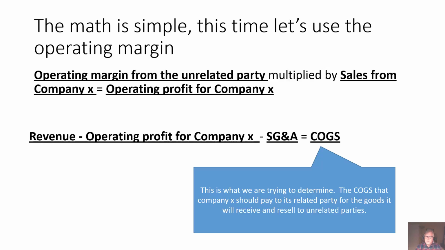So that's what we're trying to determine. The COGS that company X should pay to its related party for the goods it's going to receive, and then it's going to resell those on to unrelated parties. So they're acting probably in the function of a distributor.